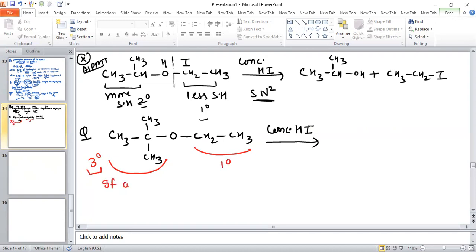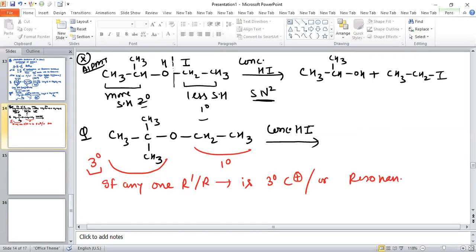If any one of R or R dash is a 3 degree stabilized carbocation, or resonance stabilized, then the mechanism is definitely SN1 mechanism. Now the bond will break according to the stable carbocation. Now the cleavage of ether in this way, the stable carbocation is formed.